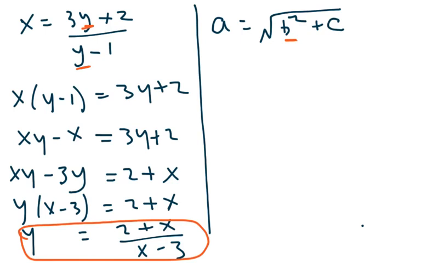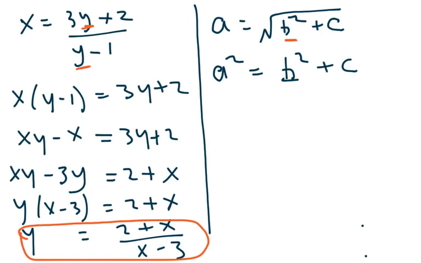So let's square both sides. I'm going to square the left-hand side and the right side. So a squared gives me that. And this squared gives me b squared plus c. When you square something inside a square root, the whole square root disappears.